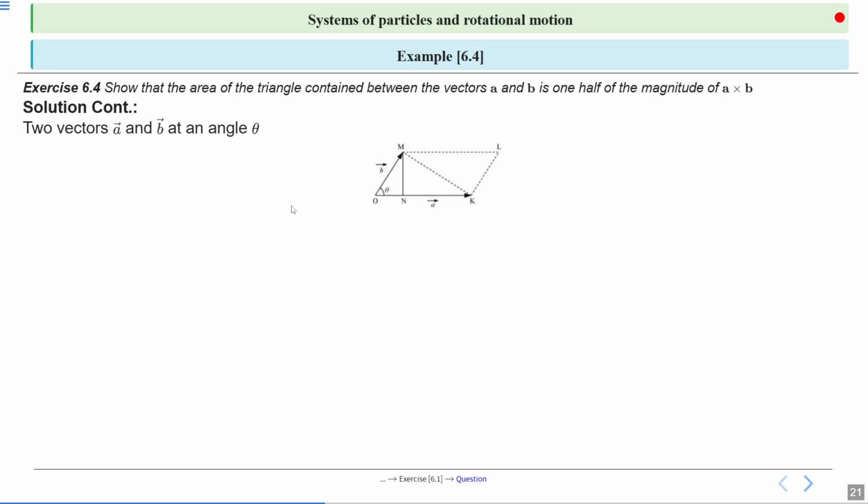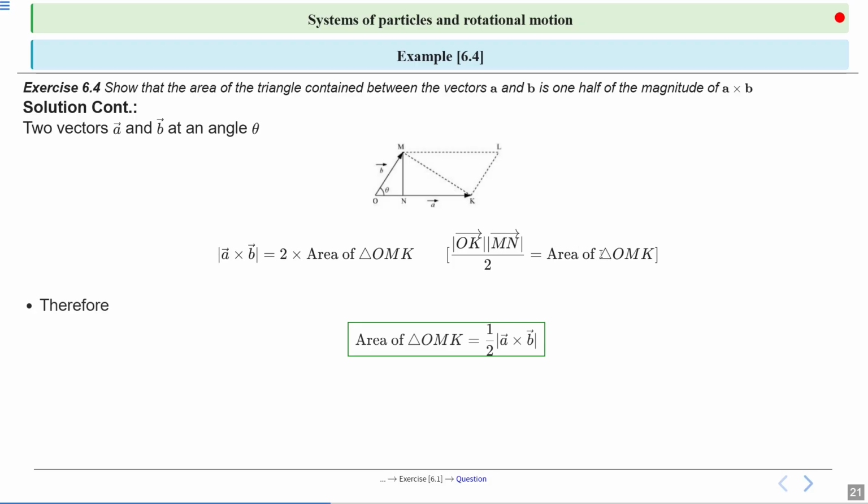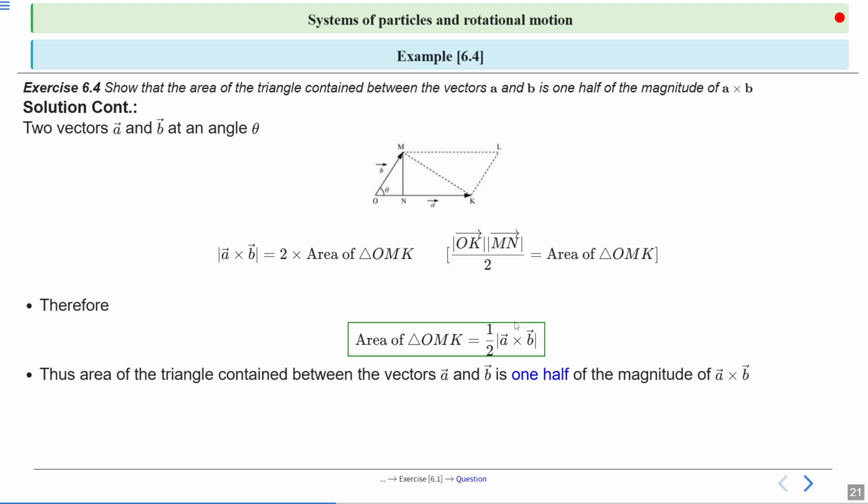Two vectors A vector and B vector at angle theta. So it will be mod of A cross B is equal to 2 into area of triangle OMN, because the product of mod of OM vector into MN vector divided by 2 is equal to area of triangle OMN. So area of triangle OMN is half mod of A cross B. Thus the area of triangle contained between the vectors A vector and B vector is 1/2 of the magnitude of A cross B.